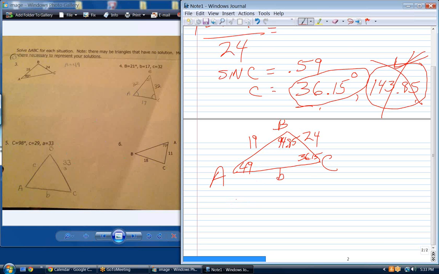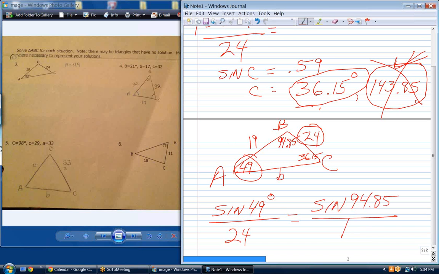Opposite and hypotenuse. So the only thing we need to do in order to use the law of sines is we need one angle and its opposite side. That's that relationship. In other words, the sine of 49 degrees over 24 as the sine of that over B, which gives 94.85. Exactly. And that's all for B. And now you've solved the whole triangle.